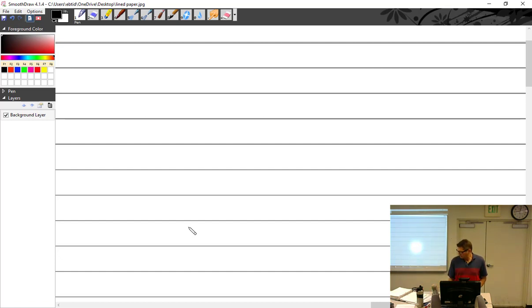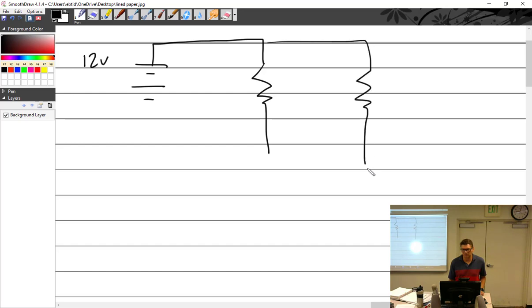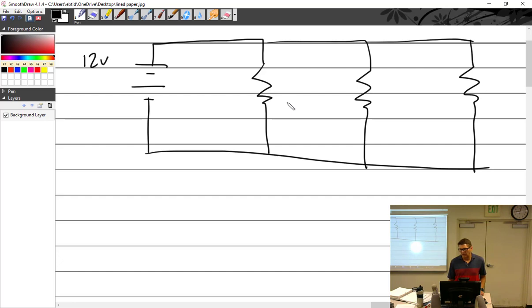Well, I guess it doesn't matter. I mean, this one, I have one here. 3 resistors in parallel. I've got 12 volts total with resistor 1, resistor 2, resistor 3. And let's see, this one, I have to do it to the left. Yeah, that's fine. This one can be 3 ohms. This is 6 ohms. And this is 12 ohms.